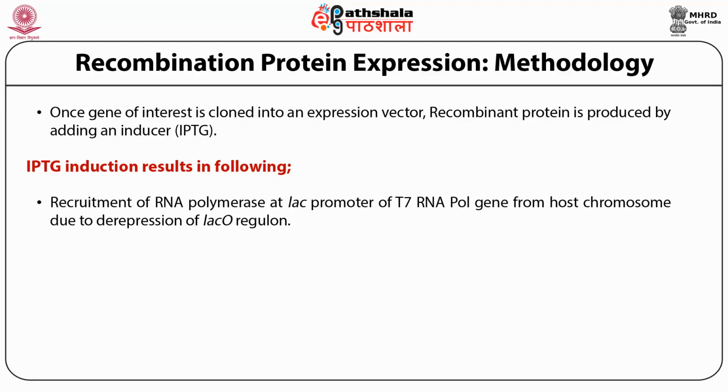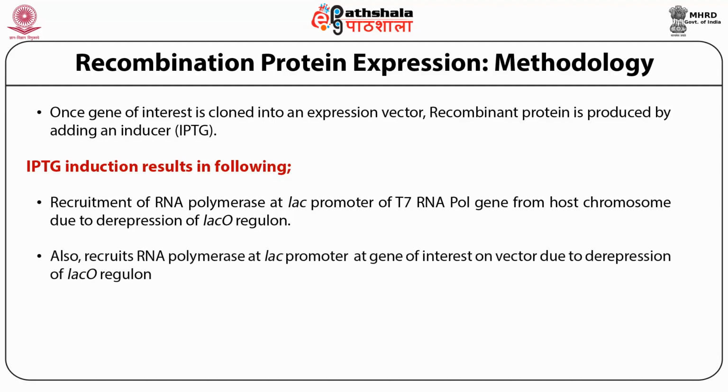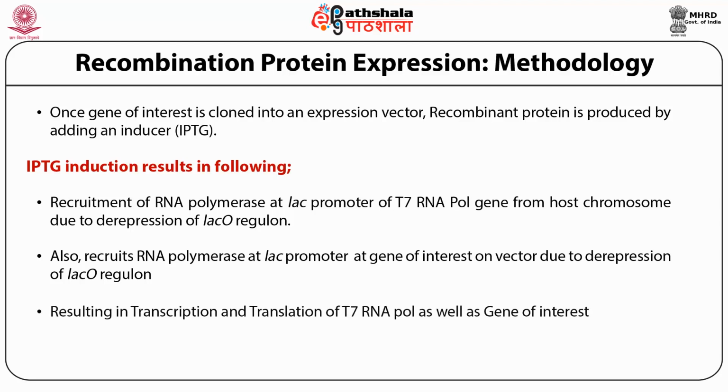In presence of a lac promoter, we will add IPTG or lactose to induce the expression of T7 RNA polymerase that is present in the host genome, by which we will remove the lac repressor. At the same time, the same IPTG will allow the recruitment of T7 RNA polymerase onto the T7 lac promoter of our gene of interest, and eventually we'll have transcription and translation of our gene and protein will be produced.